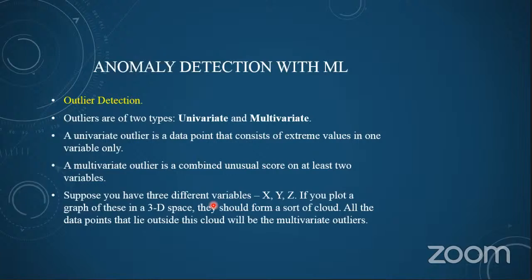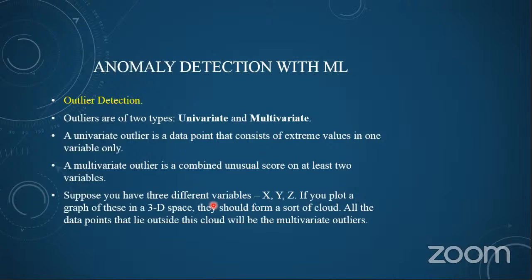Now we will come to outlier detection. Outlier detection is of two types. One is univariate, and the second one is multivariate. Univariate means there is an extreme value. There is only one variable that is anomalous, and the rest of the data is actually clean. Only one data point is having an anomaly, so that is called univariate.